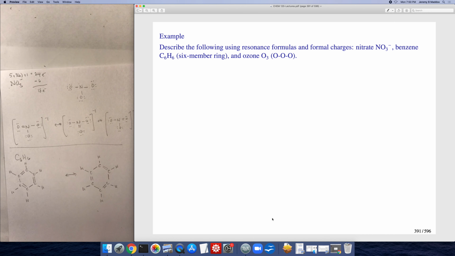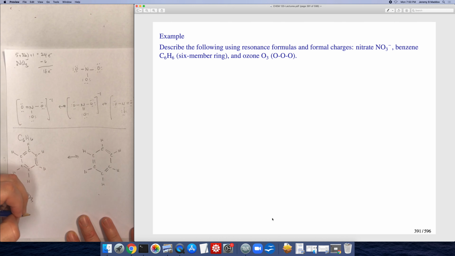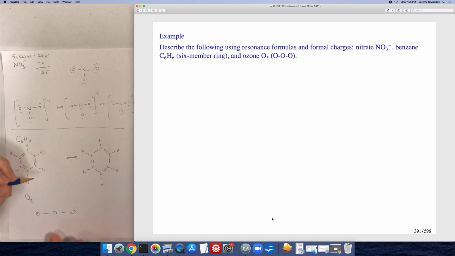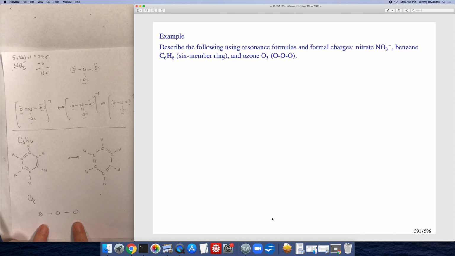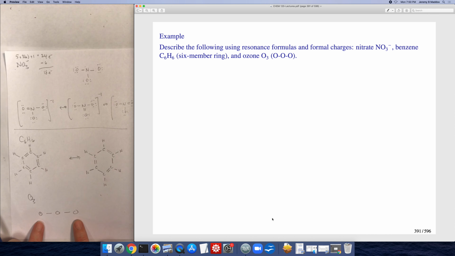I will leave the ozone for you. Just know that if you try the ozone problem, it's not a triangle. It's a quasi-linear molecule. It's not actually a linear molecule, but the atoms are connected in this fashion. They don't form a triangle. Okay, so this is the structure for ozone. I'll let you try this one. Try to generate the resonance structures for ozone.